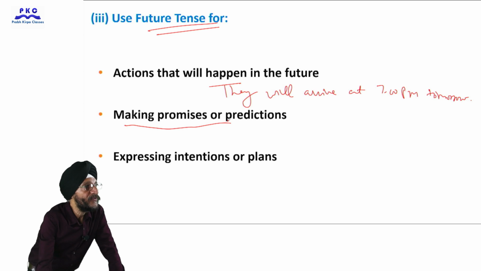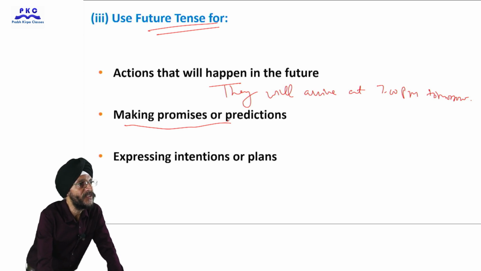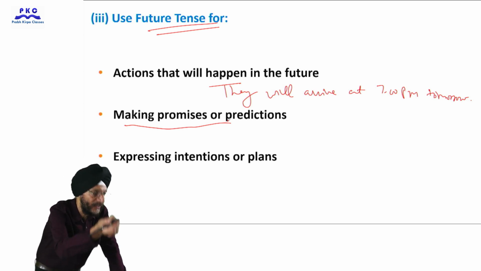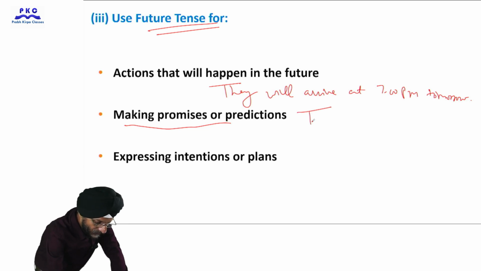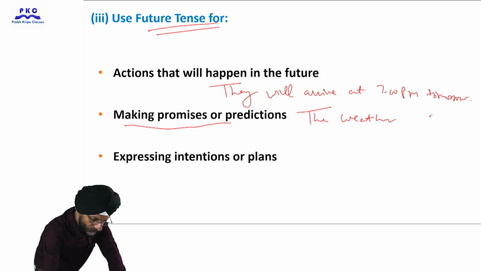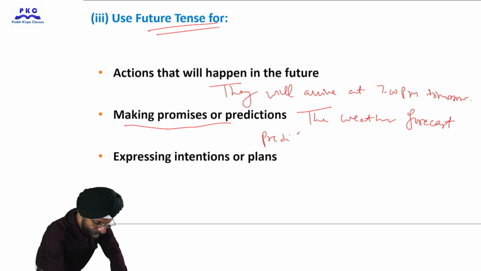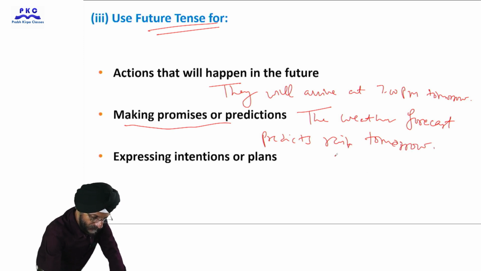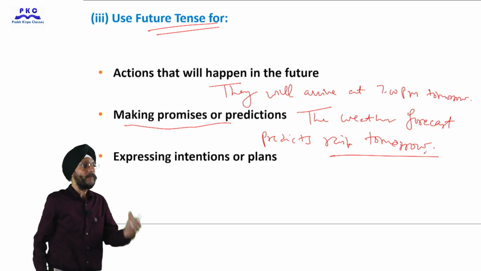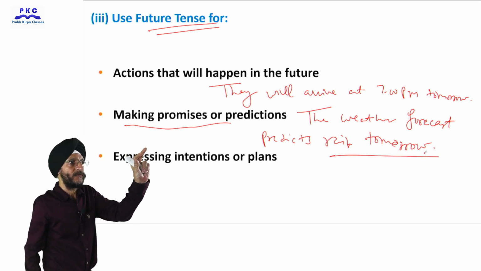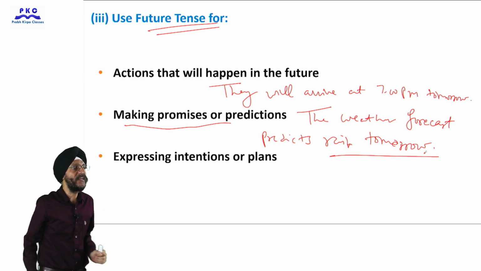We have to use future tense for making promises or predictions, prediction about weather or some other thing. The weather forecast predicts rain tomorrow. So here, while making a prediction about future, we have to use future tense, and also for expressing intentions or plans.